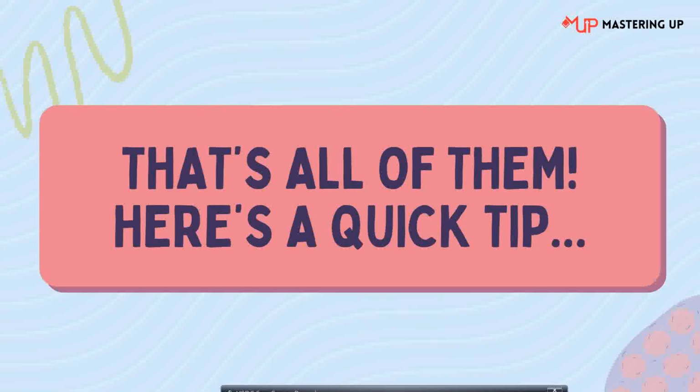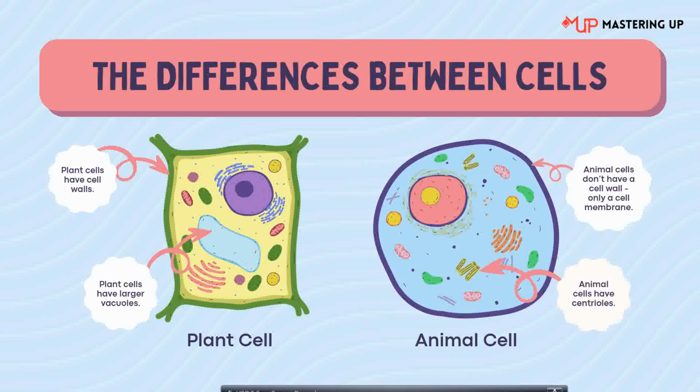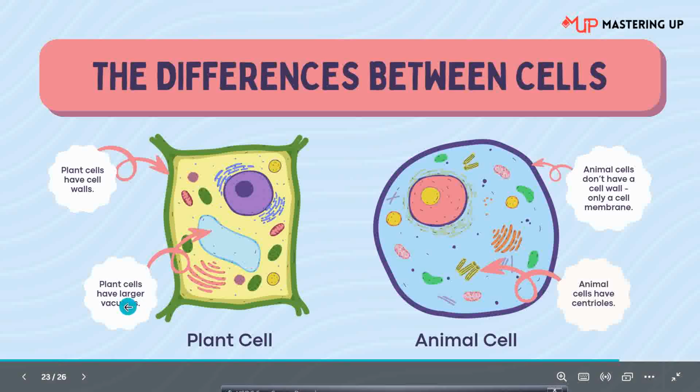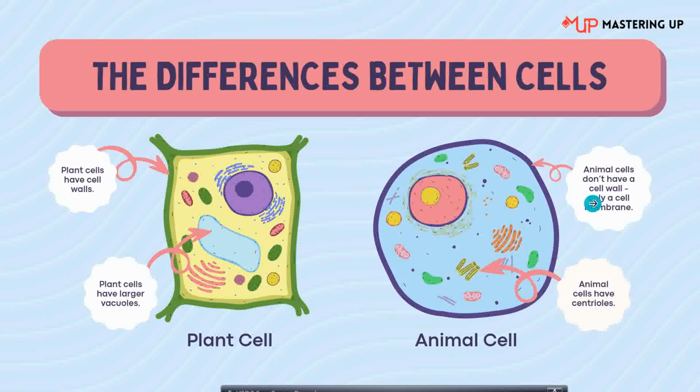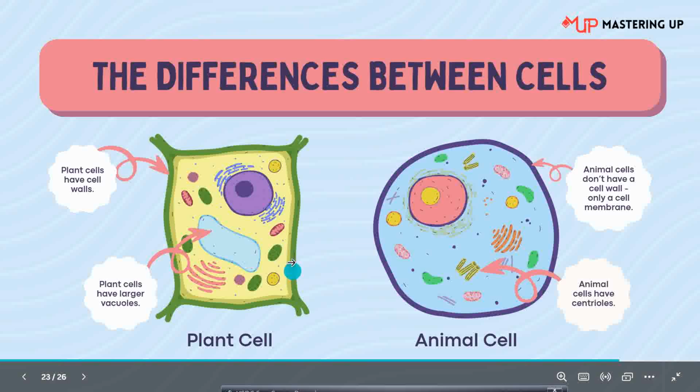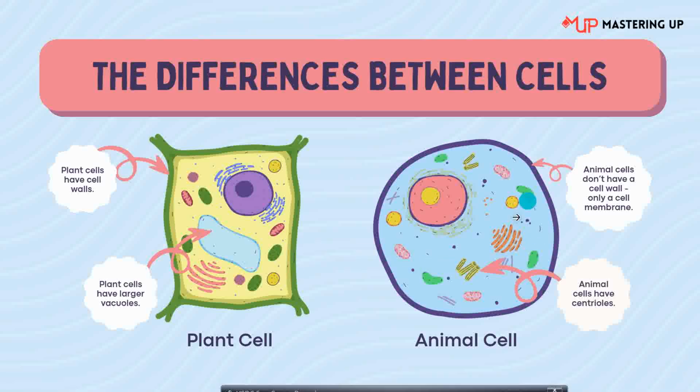Now that's all about the major things that are present in plant and animal cell. Let's have a quick recap. The difference between cells: plant cells have cell walls. Plant cells have larger vacuoles; only a single vacuole is present. Animal cells have centrioles and microtubules. Animal cells do not have a cell wall; only the cell membrane is present. Plant cells have chloroplasts present in them. In animal cells, chloroplast is absent.